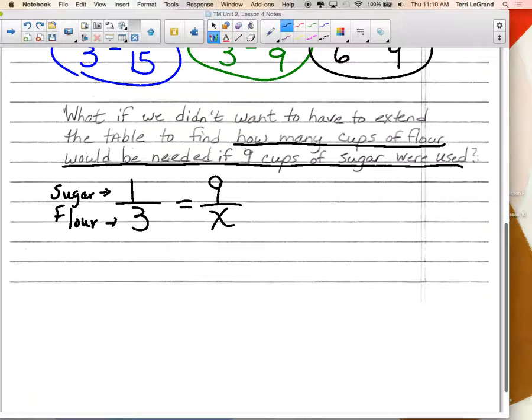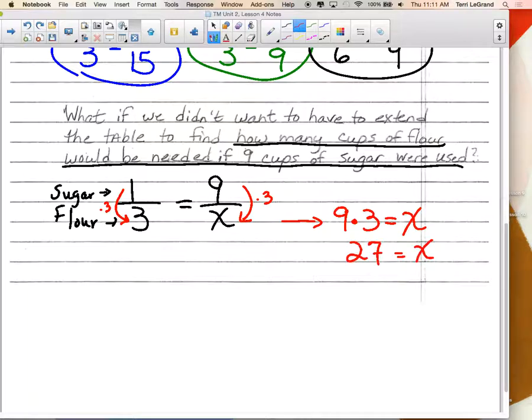Now we're going to do our vertical strategy. We need to go downstairs, so we're going to do something to 9 to get X. What do we have to do here to get from 1 to 3? Multiply by 3. So if we multiply that side by 3, we can also multiply the other side by 3. So 9 times 3 should give us our X. What's 9 times 3? 27.